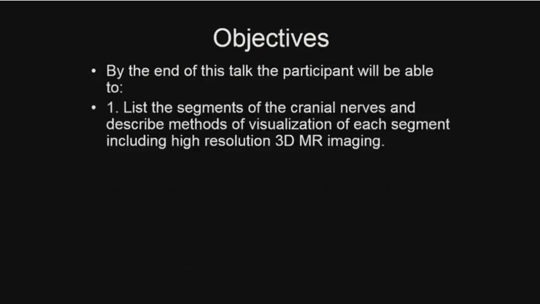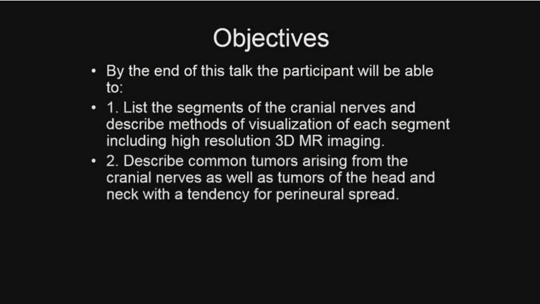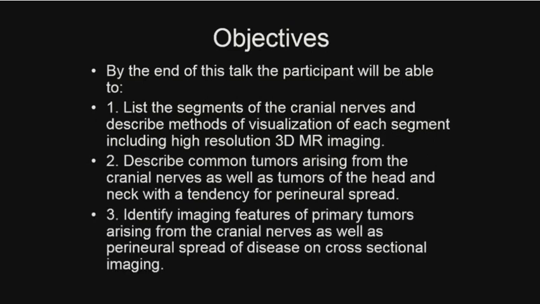By the end of this talk, I'd like you to be able to list the segments of the cranial nerves and describe methods of visualization of each segment, including on high-resolution 3D imaging. I'd like you to be able to describe some of the common tumors arising from the cranial nerves, as well as tumors of the head and neck with a tendency for perineural spread of disease. And I'd like you to be able to identify some of the imaging features of primary tumors arising from the cranial nerves, as well as perineural spread on cross-sectional imaging.